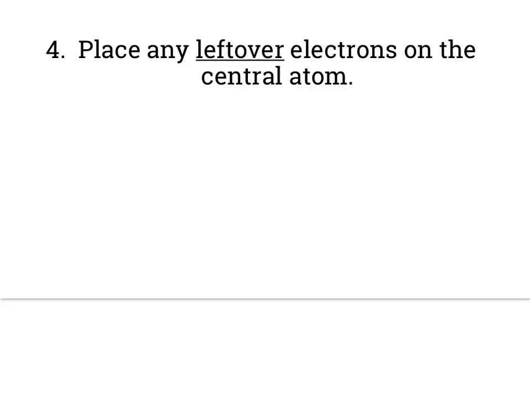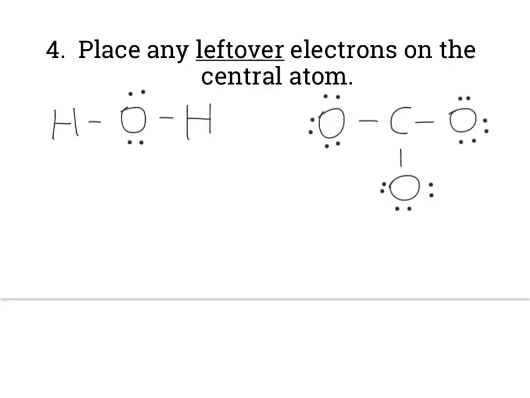Step 4 is place any leftover electrons on the central atom. So, for H2O and CO3, for H2O, we had 4 extra electrons left. We now place those 4 on oxygen. Now, fortunately, that actually fills oxygen's octet. We have 2, 4, 6, 8. We're done. For CO3 2 minus, we have a slight issue because we did not have any extra electrons. So we don't place any more on carbon. We'll come in and adjust a bit to what we actually do in this situation.